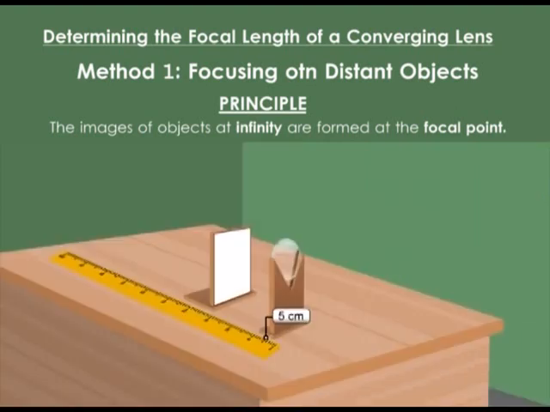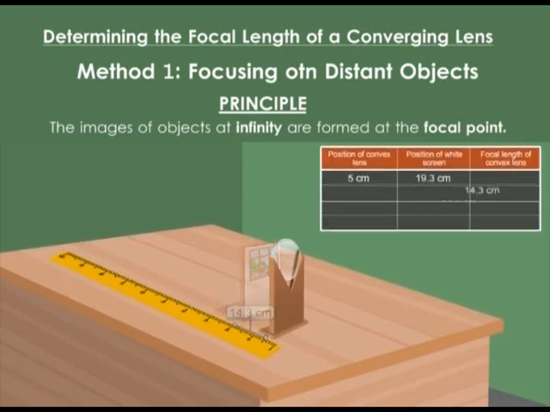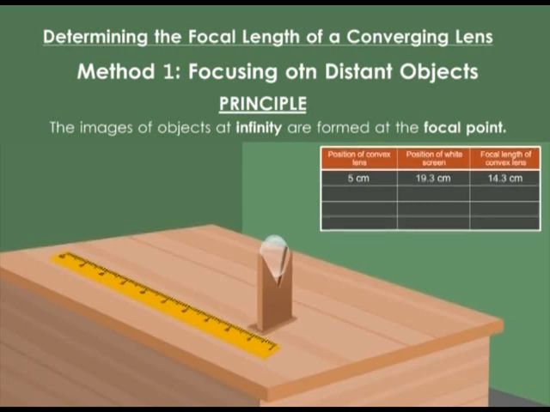Move the screen back and forth until a sharp, inverted and diminished image of the distant object is formed on the screen. Now the distance between the lens and the screen is the focal length of the lens. You can adjust the positions of the convex lens and the white screen to obtain several values of focal length and calculate the average focal length.